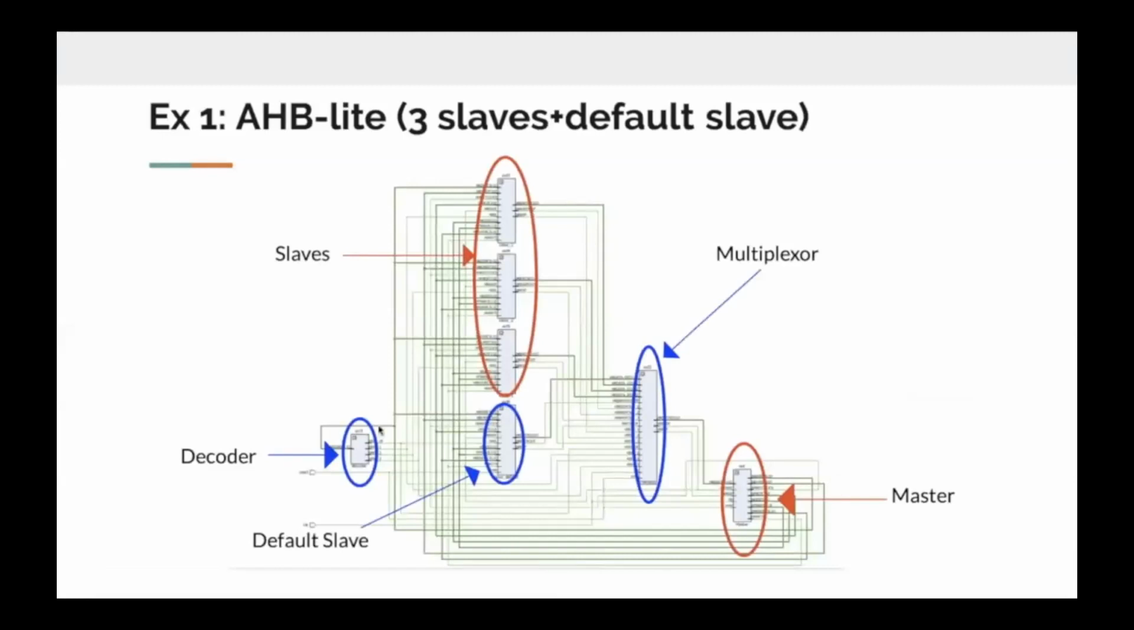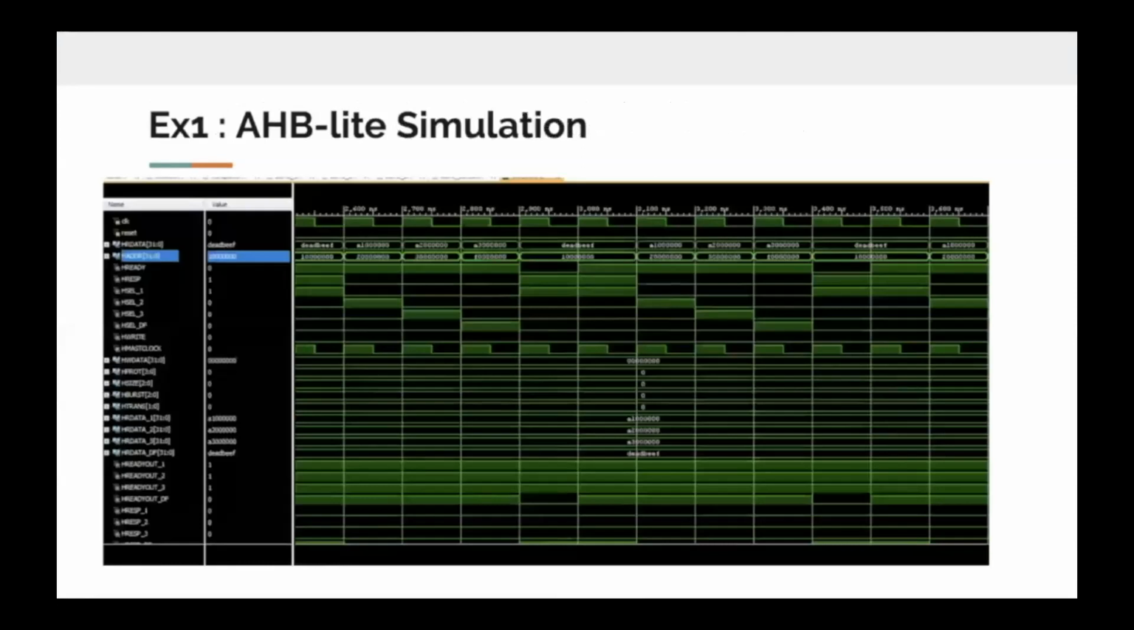Everything here in blue, the blue circles, reflects the modules that are completely generated by the RTL generator. Then we have the simulation. As I mentioned earlier, the AHB is a pipeline bus, which means that the data phase always comes at least 1 clock cycle after the address phase.